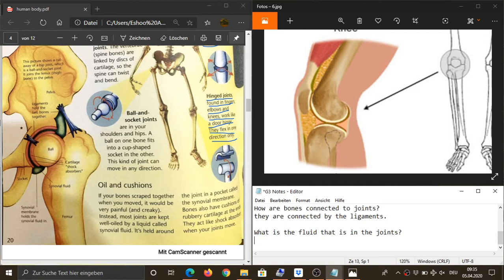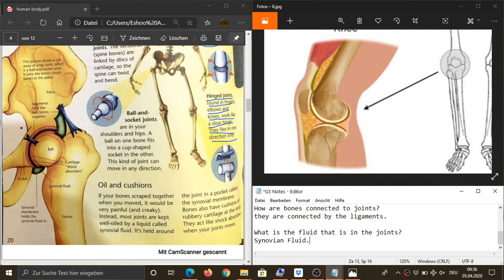Now, the name of this fluid is the synovial fluid. That's its name. It's a fluid, or let's say a liquid, that's in our joints that works like oil. Oil makes things slippery, right? So this fluid too, the synovial fluid, makes the joints slippery so we can move them easily.